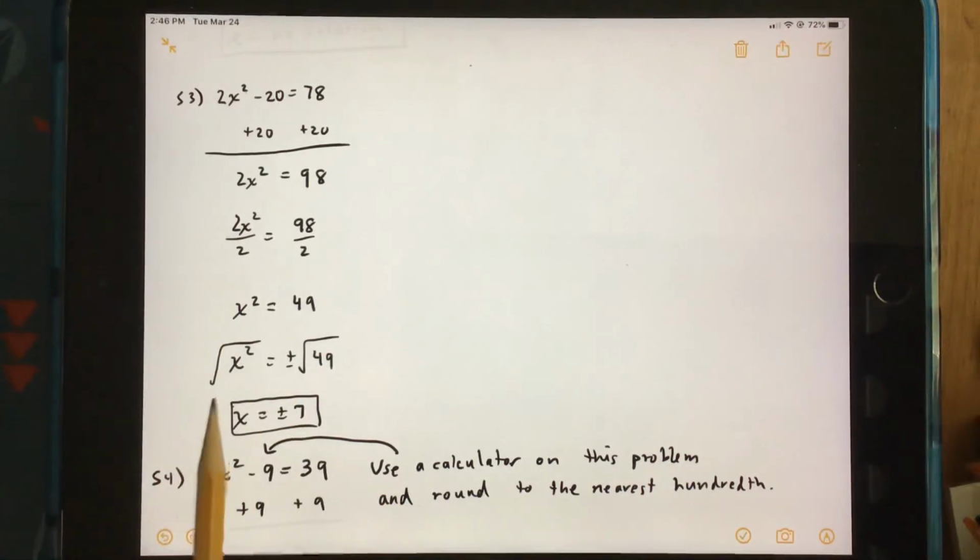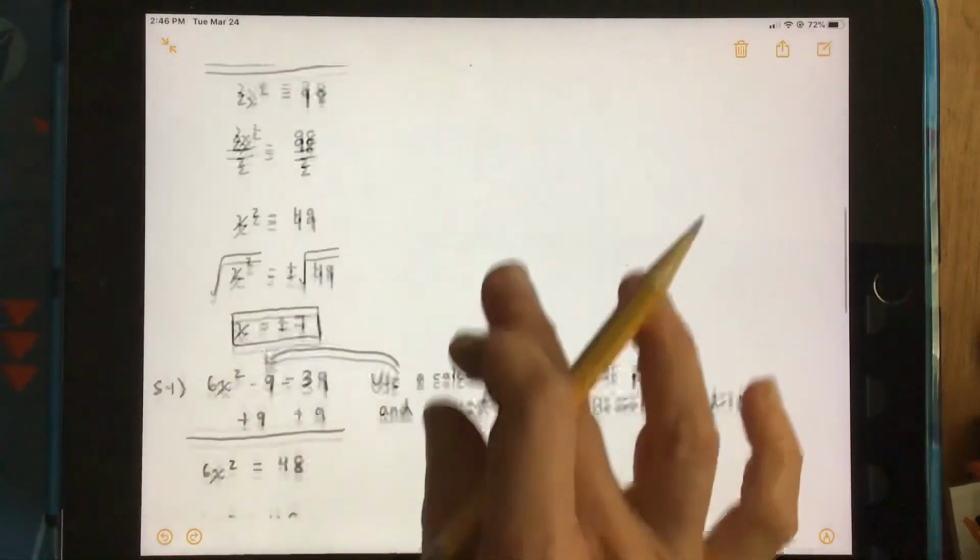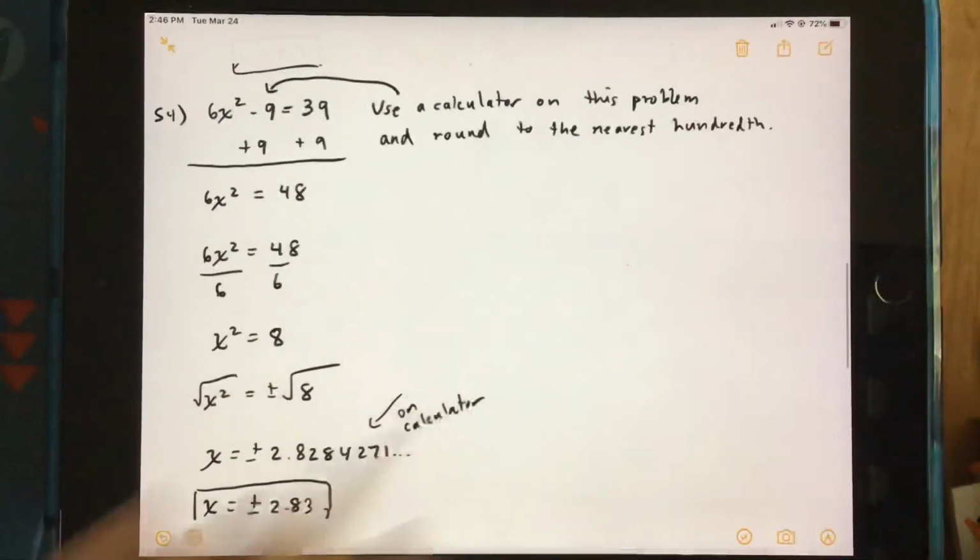My last step will be taking the square root of both sides. This is a perfect square situation. When we do take the square root of both sides, the square root of x squared is x. And if we think in our head 7 times 7 is 49, we're going to know that the square root of 49 is 7, and we need both that positive and that negative root, so x is positive or negative 7.